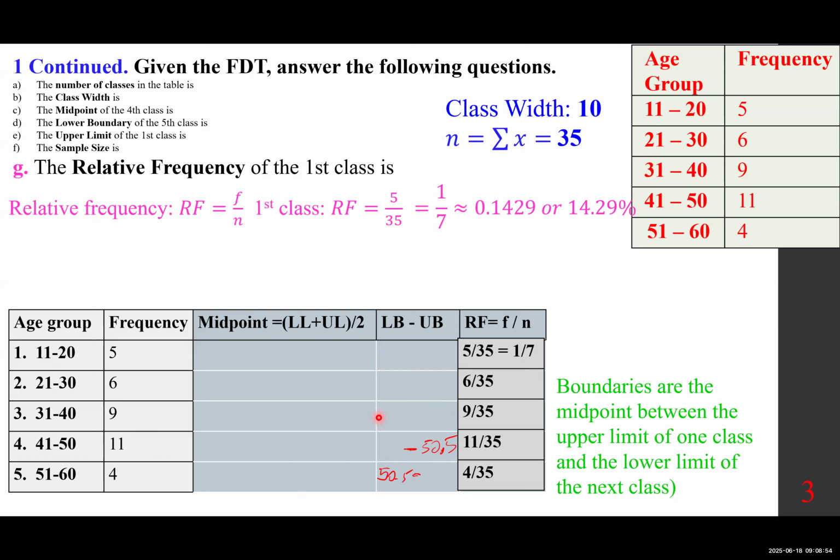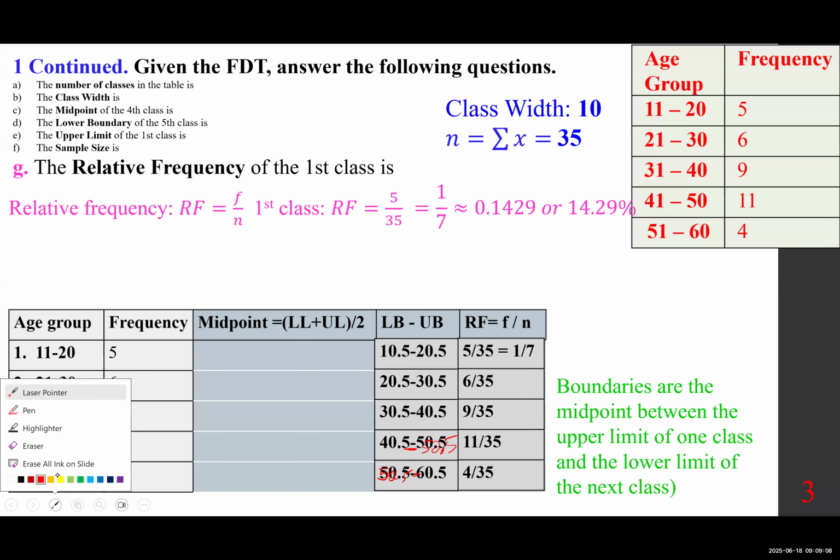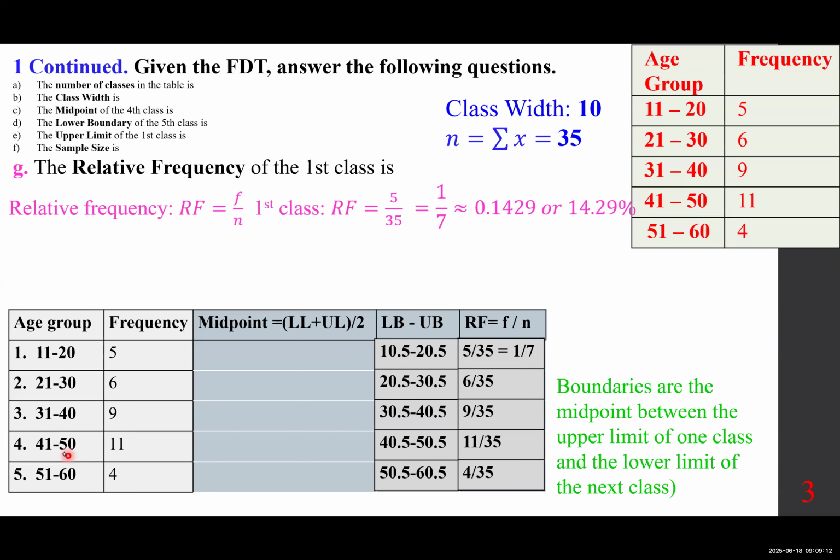I subtract 10, I get 30.5. I put the same 30.5 here. I subtract 10, 20.5. I put the same 20.5 here. I subtract 10, and I get 10.5 here. So that's what we get. Let me erase my work. So we've already done that. I wanted to show you all the boundaries so that it's good to write them column-wise.